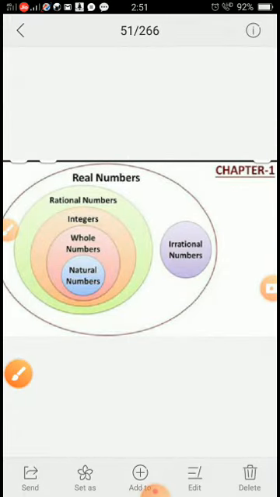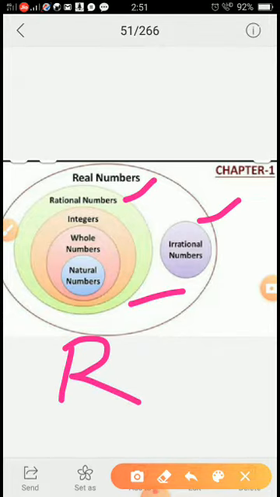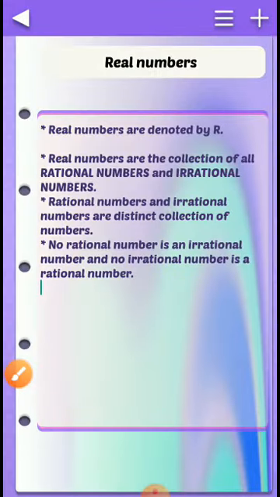So this is your real number set. It is a collection of rational numbers and irrational numbers. Rational and irrational are separate sets, two distinct sets. So the combination of these two sets forms the real number set. It is denoted by capital R. Real numbers, capital R.